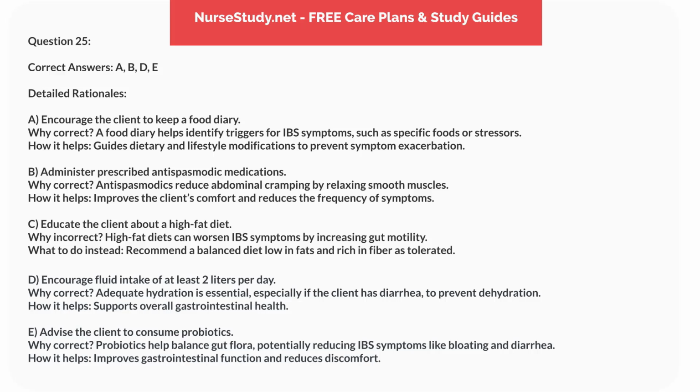B. Administer prescribed antispasmodic medications. Why correct? Antispasmodics reduce abdominal cramping by relaxing smooth muscles. How it helps: improves the client's comfort and reduces the frequency of symptoms.